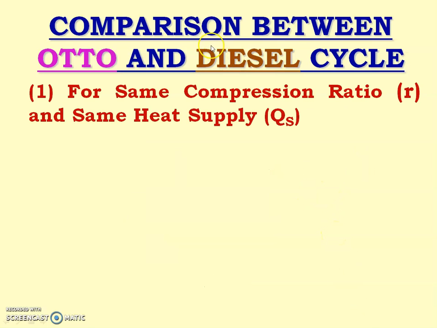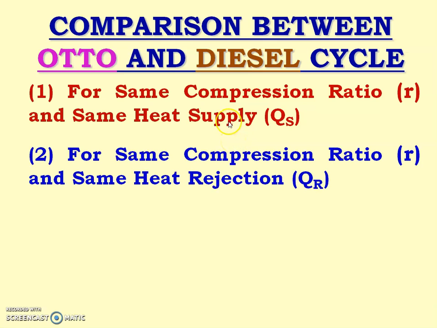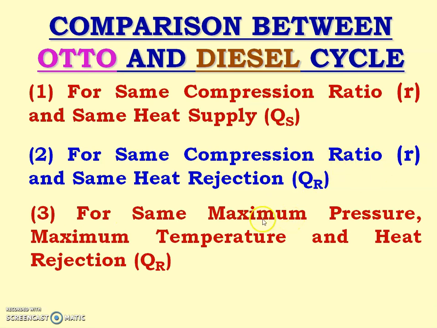Now let us compare the Otto and diesel cycle for the criteria same compression ratio and same heat supply. It can be compared using another criteria, same compression ratio and same heat rejection. And third one is for same maximum pressure, maximum temperature and heat rejection. So the Otto and diesel cycle can be compared using these three criteria.